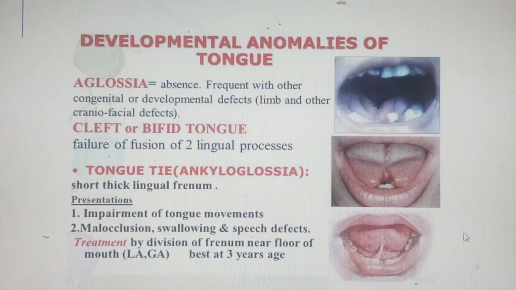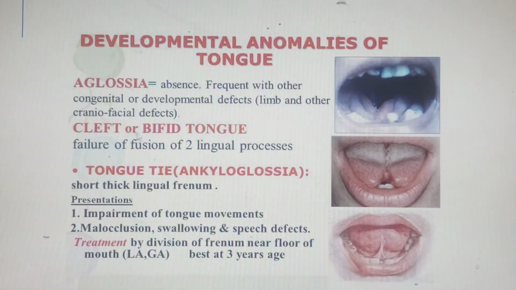Now, having seen this, let's look at some developmental anomalies. Some people may not have a tongue at all, and that is what we call aglossia. Aglossia is also often associated with other developmental anomalies of the face. So aglossia, no tongue at all in the oral cavity. That is what we see.